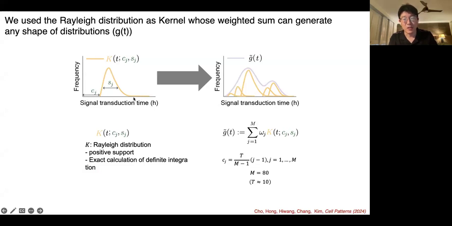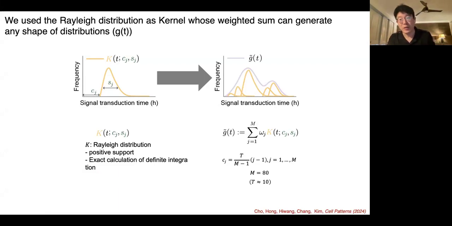The Rayleigh distribution is a probability distribution which has a positive support, and because we will infer the time delay distribution, which always has a positive value, the Rayleigh distribution was a good candidate. And the Rayleigh distribution has two parameters. Cj determines when the non-zero part begins, and Sj determines the variation of this distribution.